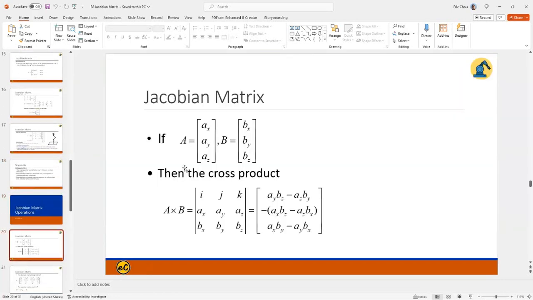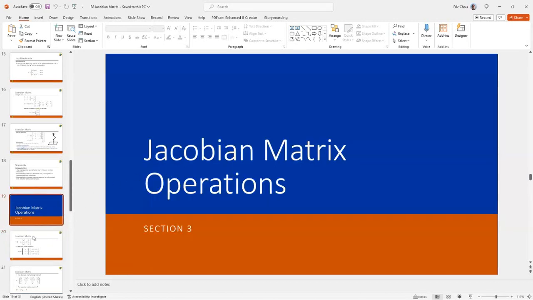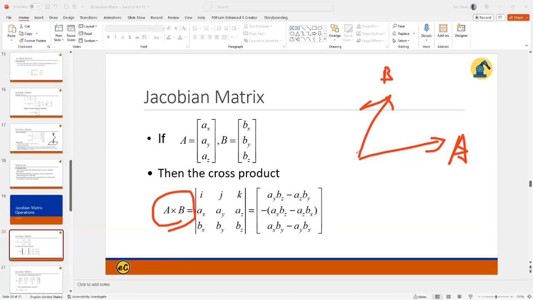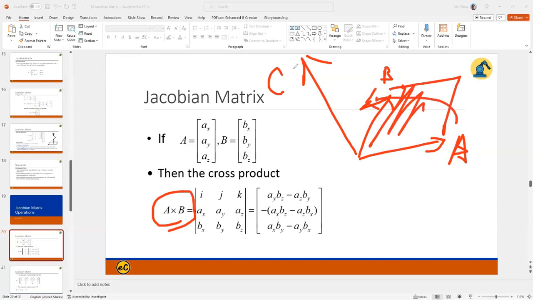Okay, anyway, so the Jacobian matrix operation can be systematically done using some transformation. One thing you must know is the cross product. You have vector A and vector B, then you create cross product vector C using the right-hand rule. It's called A cross B.